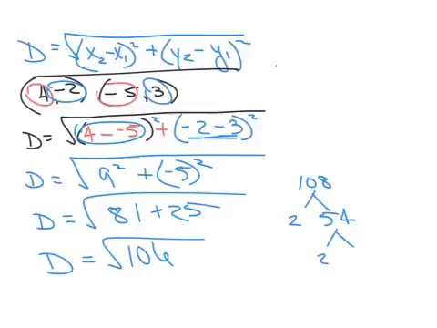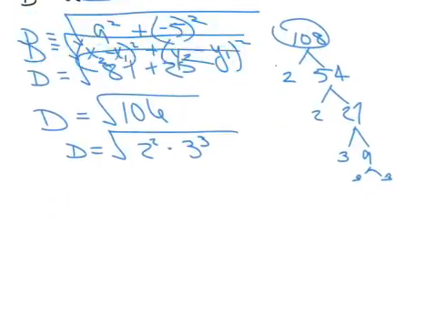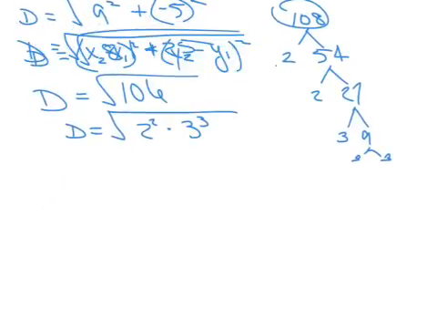2 times 54, 2 times 27, 3 times 9, 3 times 3. So if I had a square root of 108 for an answer, then I could write this as the square root of 2 squared times 3 cubed. I'm just showing you a what if, just to remind you of how to simplify these radicals.